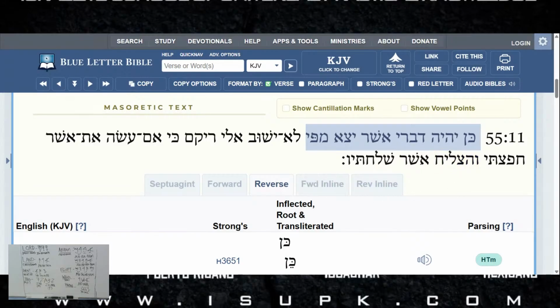So now let's get back to the class, right? They want us to translate the beginning of this verse: Kun Yahaya, the Barya, Ashar, Yataza'a, Mapaya. This is what they want us to translate. So, Kun, this word kun is yes.